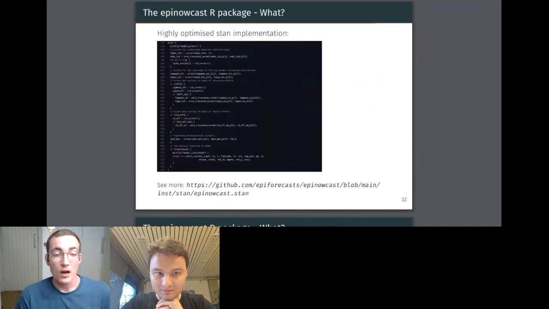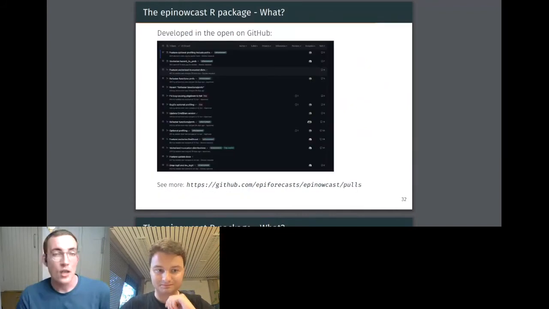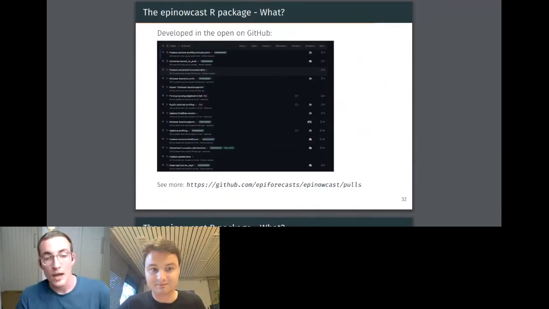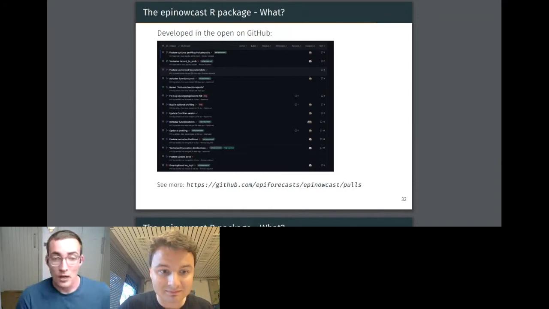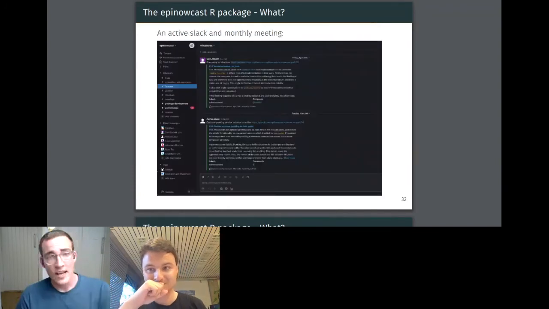The core of the package is a really highly optimized standard implementation that I've had a lot of fun developing, and we've got some really exciting extensions. Everything's done in the open. We have issues, GitHub PRs, a code of conduct. We have all of the things you'd expect from a modern R package in development. We also have an active Slack and monthly meeting. We had it today, for example, and it was a lot of fun.